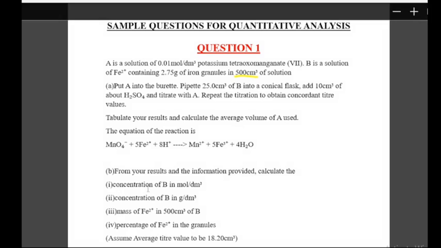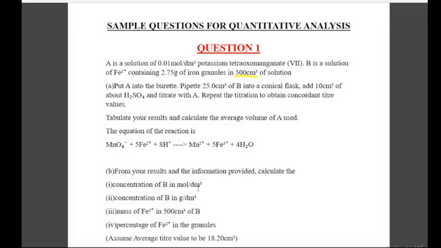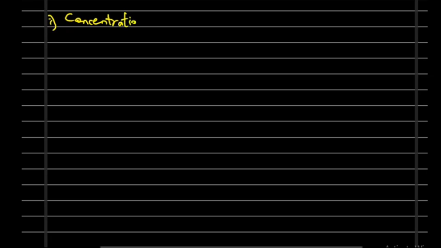So we have 1, concentration of B in moles per dm cube. That is the first thing that they asked us to calculate. They said concentration of B, you can see it's a concentration of B in moles per dm cube. So concentration of B in moles, okay, let me put it this way, in mole per dm cube.